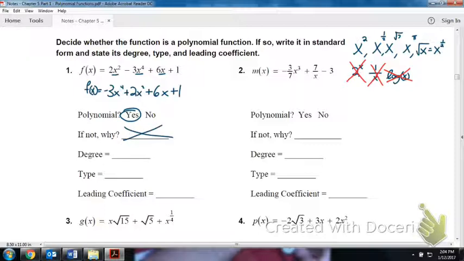The degree. Degree essentially means, let's do it over here. Degree equals highest exponent. So this one, the highest exponent is a 4. So the degree for number 1 is 4. Okay? The degree for number 1 is 4.